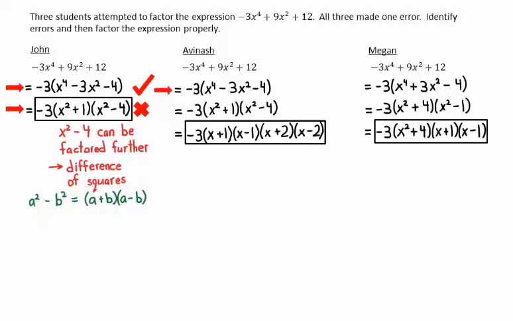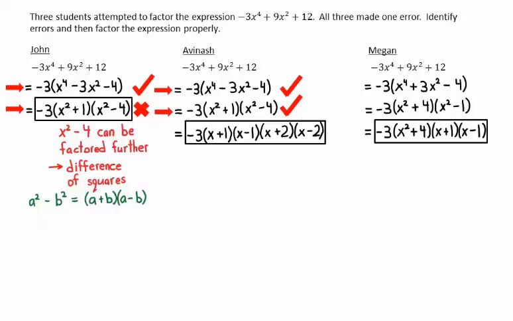For Avinash, his first step, he did exactly the same thing as John, factoring out the negative 3. That is correct. His second step was also exactly the same. In this case, he factored the x to the 4 minus 3x squared minus 4. That is also correct. However, Avinash has a third step.